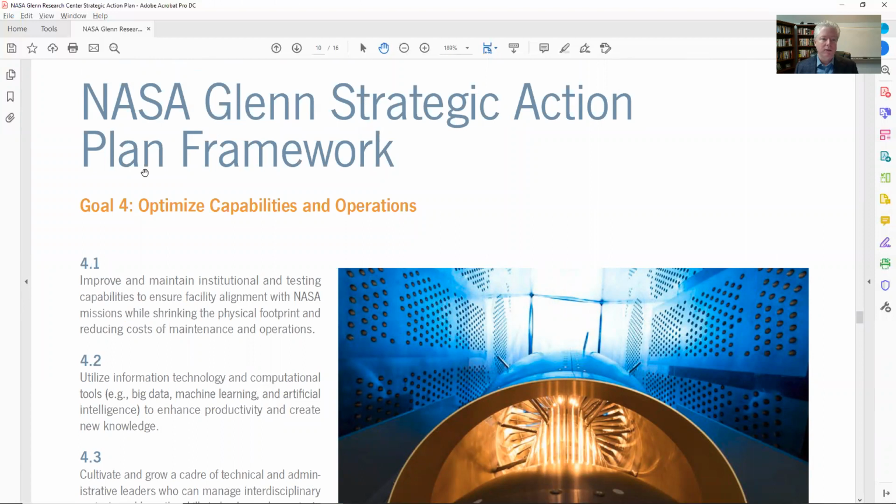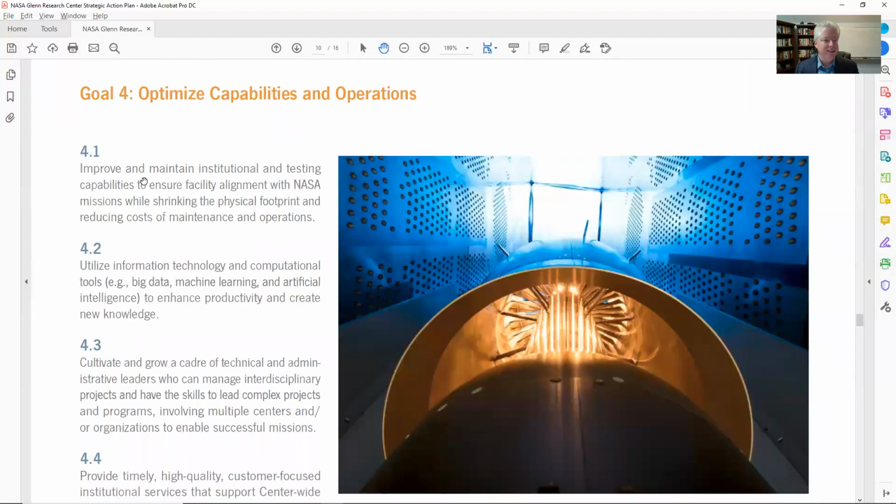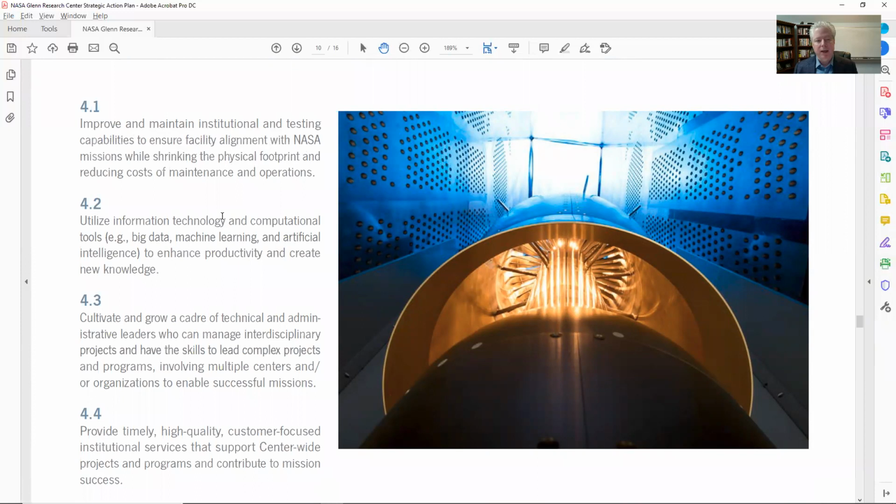So here we're on the framework for goal 4, optimize capabilities and operations throughout Glenn. In this particular case, improve and maintain institutional and testing capabilities to ensure facility alignment with national missions while shrinking the physical footprint and reducing cost of maintenance and operations. At the moment, I'm going to pause on that. My customers do some on the logistics side. I think they need to look at that. I might actually come back to that in a minute. In fact, I've just changed my mind. I'm going to highlight it just so I don't forget it.